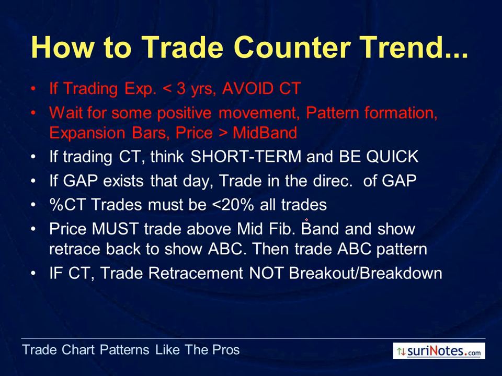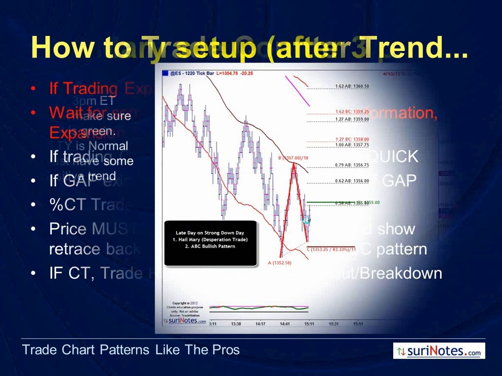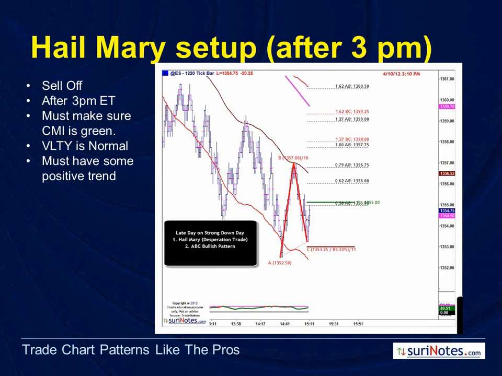Price must trade above the fig band and show a retracement back to the ABC. That's how I trade the ABC pattern. And I'll quickly show you one of the things which I posted. This is actually posted on my blog, tradechartpatterns.com. I posted it in detail. One of the things is called a Hail Mary setup. That means it's almost like a desperate setup. Basically, there's an entire sell-off going on in the market. I haven't made a single trade. Then what I'm looking for must be after 3 p.m. That means the market tends to reverse after 3 p.m.